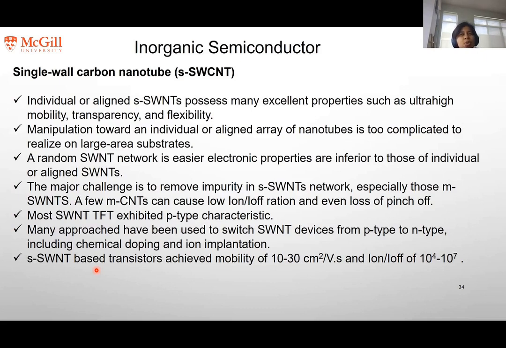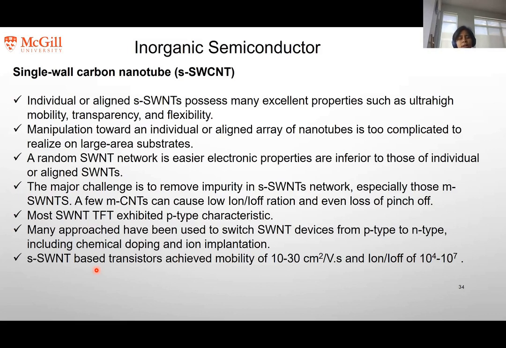The major challenge in using the semiconducting type of single wall carbon nanotube is that when we produce single wall carbon nanotubes, they are not pure. You have a mix of semiconducting and metallic ones. So it's very important to do sorting to make the semiconducting ones as pure as possible. Even if we have a few metallic carbon nanotubes in the mix, it's going to cause a very low on-off ratio in the transistor, and we can even lose the pinch-off point totally.